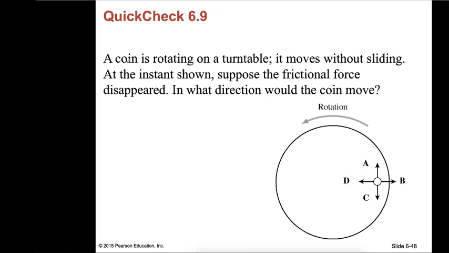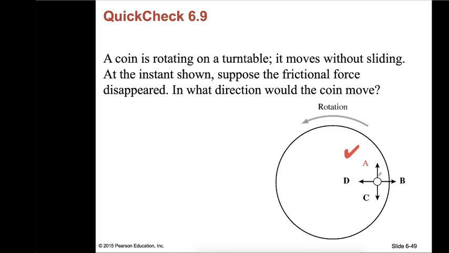Now, the same coin on the table, and it's rotating. It moves without sliding. At the instant shown here, suppose the friction force disappeared. In what direction should the coin move? That's a little bit tricky. Now, when it's moving in a circular motion, there has to be friction. If suddenly the friction disappeared, in what direction should the coin fly?